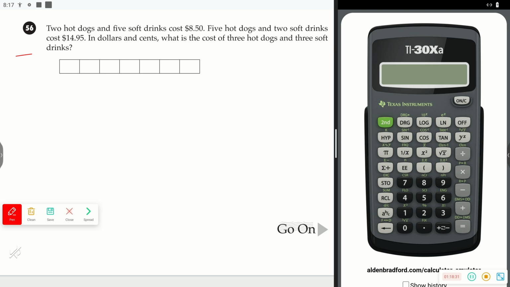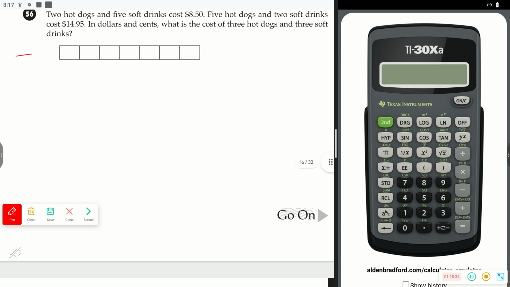All right, so this one was actually quite a bit of work to solve, but let's get to it. So we have 2 hot dogs plus 5 drinks equals $8.50. And then we have, as a separate equation, 5 hot dogs plus 2 drinks equals 14.95. So we have 2 equations and 2 unknowns. So we have to solve for one variable and then plug the common variable into the other expression.